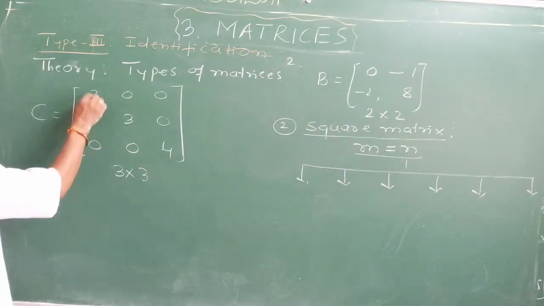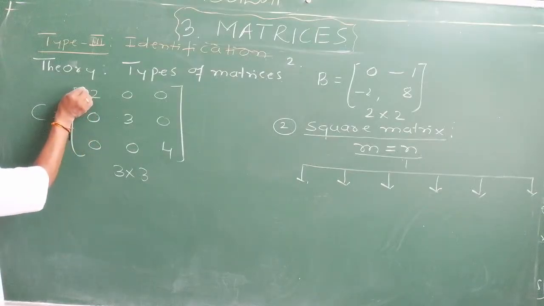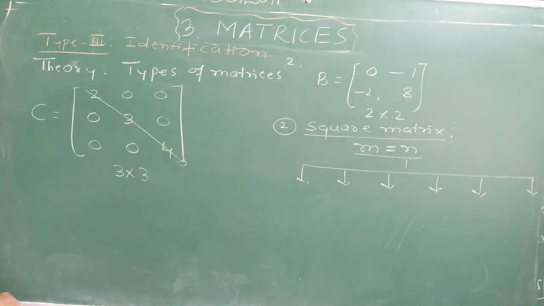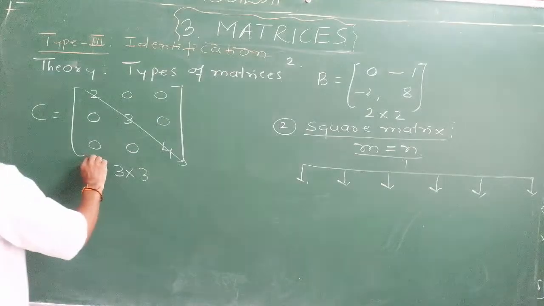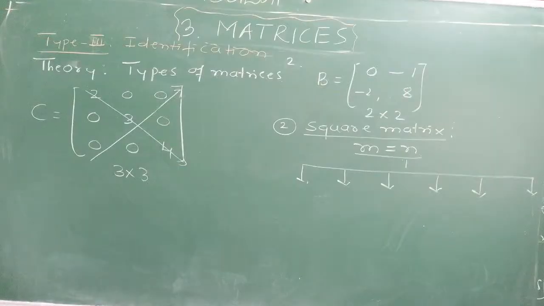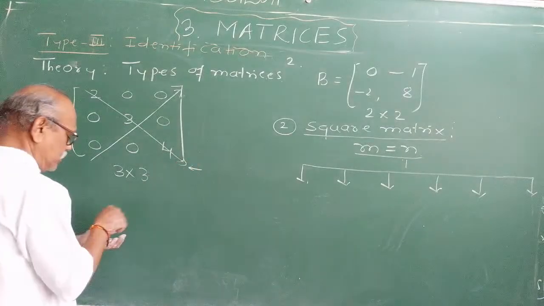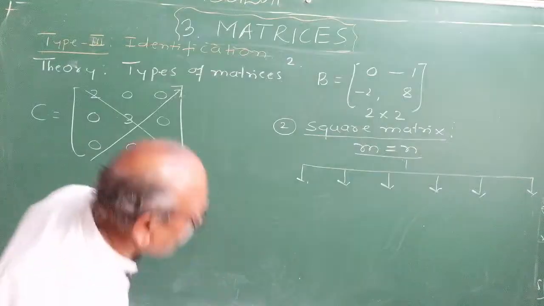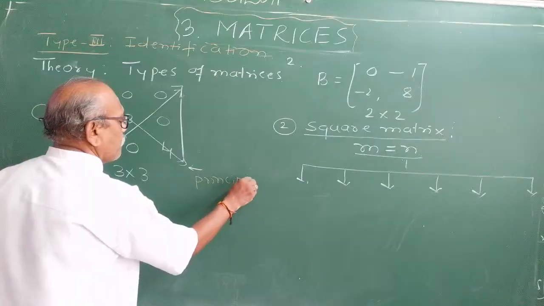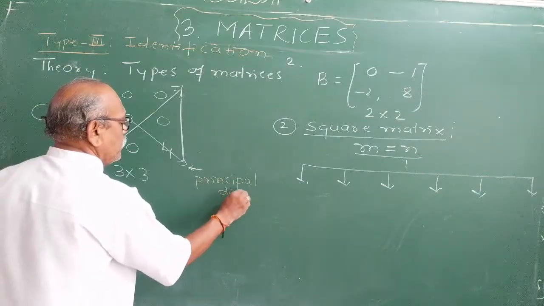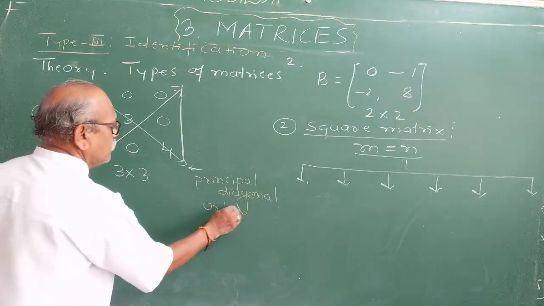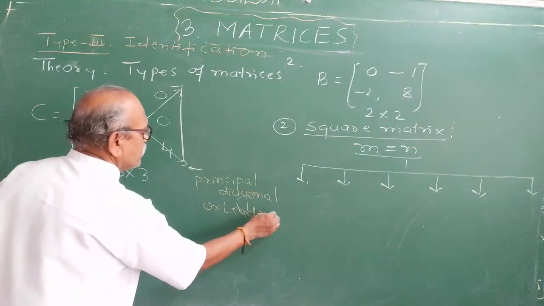Observe here. This particular diagonal of the square, from left top to right bottom, is called the principal diagonal or leading diagonal. And this particular diagonal from left bottom to right top is called the secondary diagonal. This diagonal is called the principal diagonal, or leading diagonal.